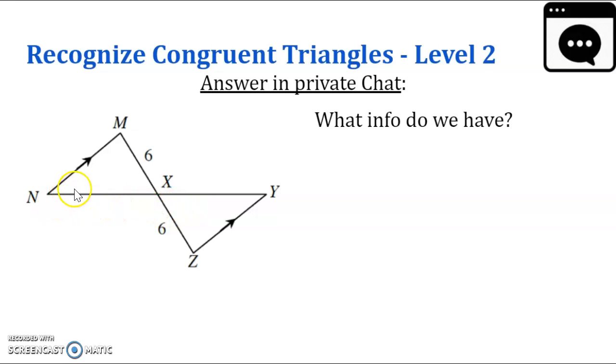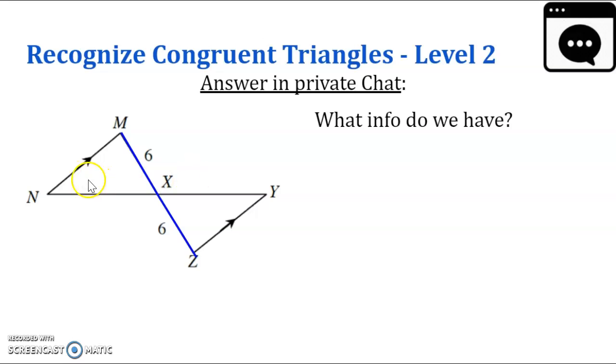What about this? What information are we given? Well, first thing we're given is that we have this side length MX of the left triangle having the measure of 6 units, and then the second side XZ has the measure of 6 units on the right triangle. And so 6 units means that they are congruent. So MX and XZ are congruent sides of the triangle.